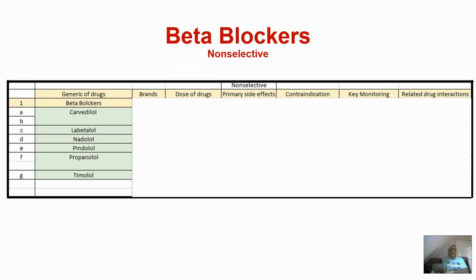I start with the second group of the beta blockers, non-selective. Non-selective beta blockers like Carvedilol, Labetalol, Nadolol, Pindolol, and Propranolol, which is very famous, and Atenolol. Carvedilol's brand name is Coreg or Coreg CR, Labetalol is Trandate, Nadolol is Corgard, and Pindolol is Visken. For Propranolol we can use Inderal and InnoPran, and for Timolol, Blocadren.